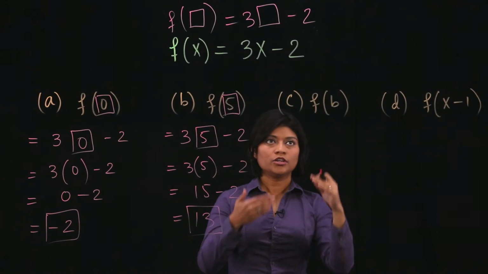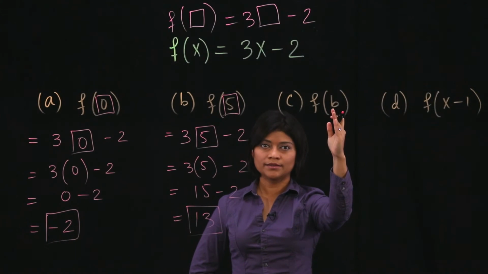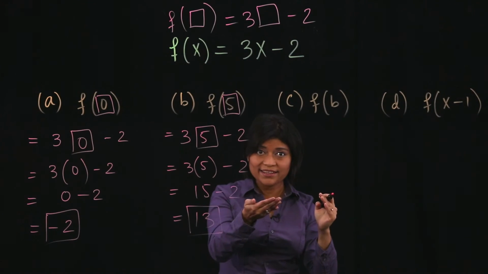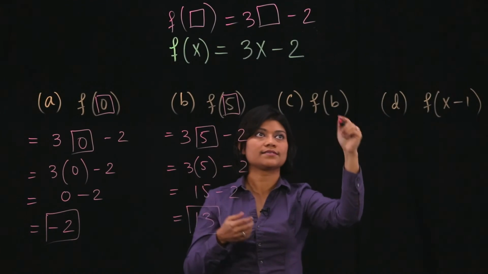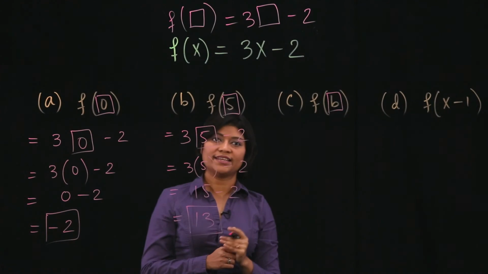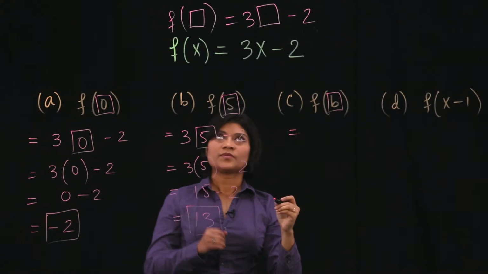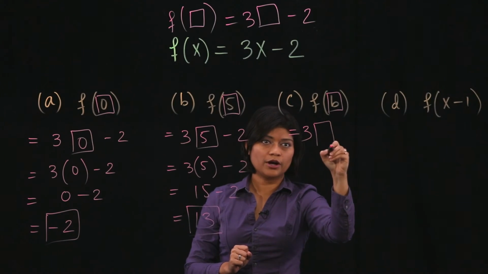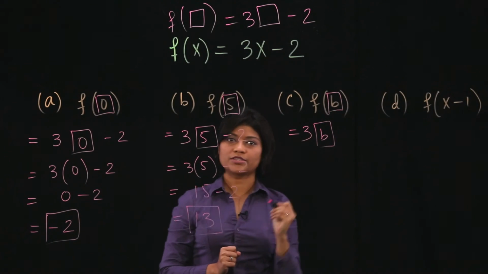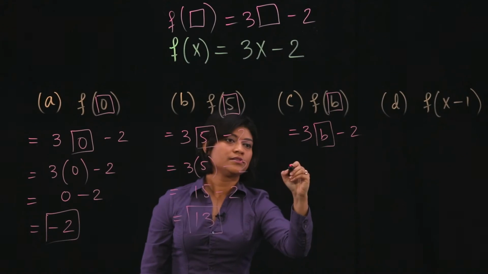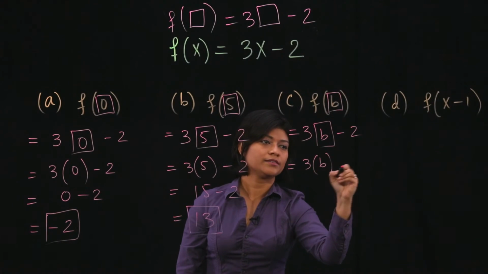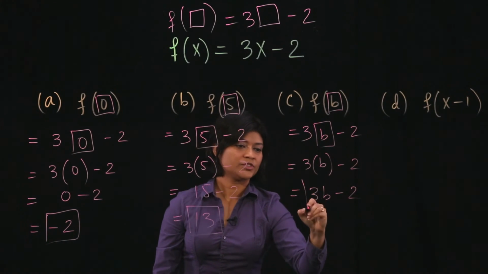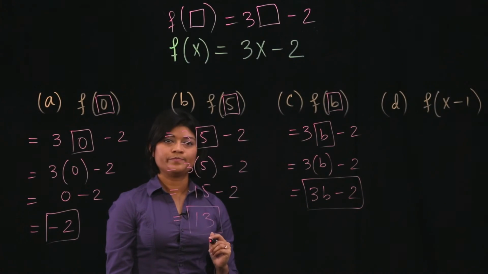Let's continue. Third one is f of b. Okay, so it's not a number, but it's okay. So that means you're plugging in x equals b, whatever b is. So b is now inside the box. What you do? You take the right hand expression, 3 times, remember, there was the box. So you plug in b inside that box. Subtract 2 again. So it means 3 is multiplied to b minus 2. Answer is 3b minus 2. So this is the answer for part C.